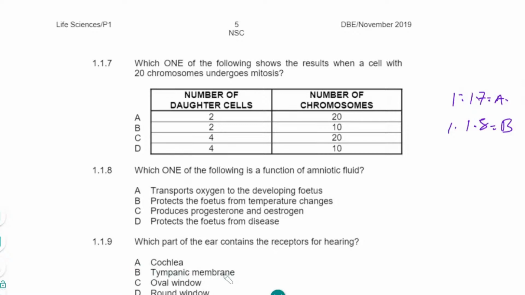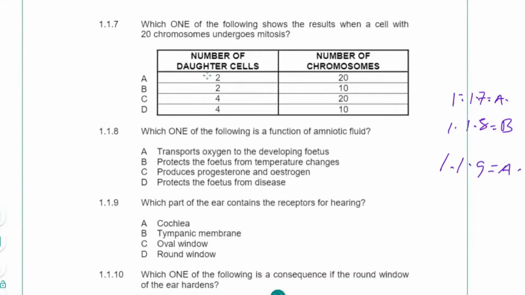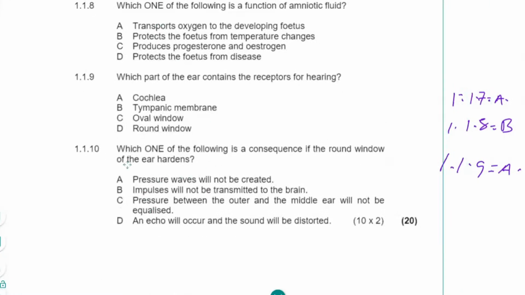Tympanic membrane, that one is creation of vibration to the ossicles. Oval window takes the vibration to the inner ear. Round window absorbs excess pressure from the inner ear. So it means that the answer to 1.1.9 is going to be A. Yes. Then 1.1.10, let's look at it. Then they're saying, which one of the following is a consequence if the round window of the ear hardens?